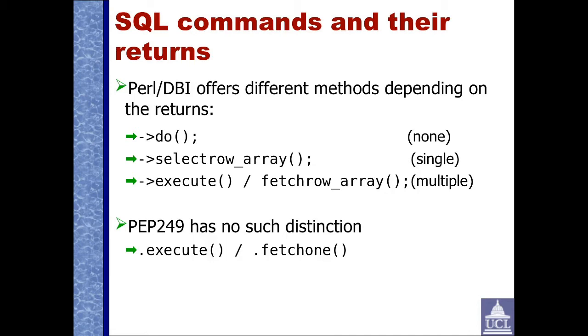PEP249 has no such distinction. In a way that's simpler, but it means that you don't have the option to use these simple commands for when you have 0 or just one row being returned. So in PEP249 you always have to do an execute first, that executes the SQL, and then you fetch one row of data at a time.